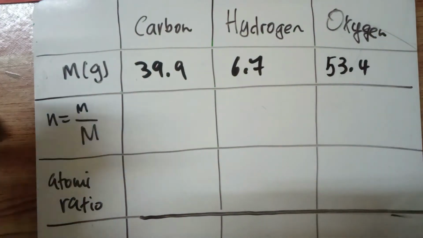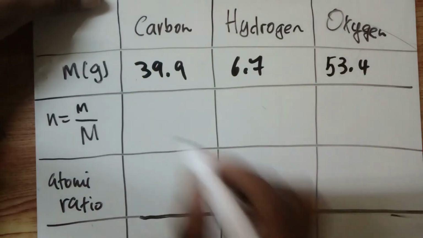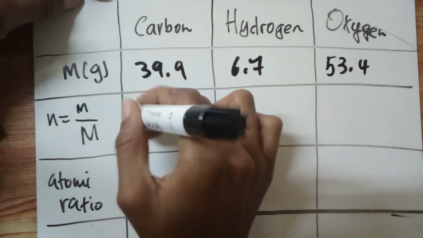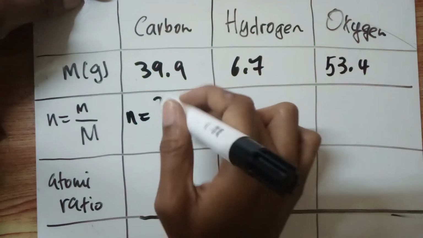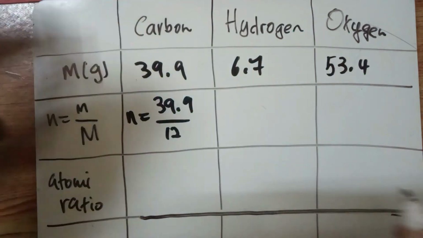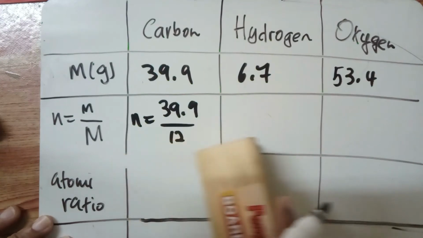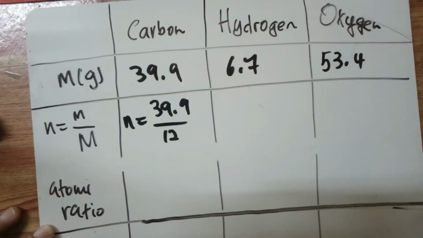So to find the number of moles of carbon, we simply say its mass, which is 39.9, divided by 12. And a value that you'll find there, you don't need to round it off actually.